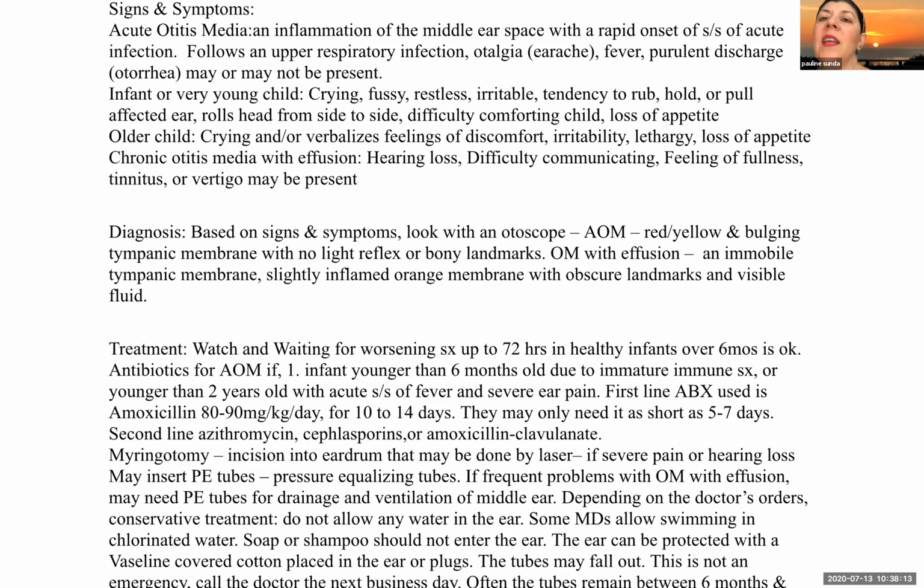For a child that has chronic otitis media with effusion, they can actually develop hearing loss, difficulty communicating, a feeling of fullness in their ear, tinnitus, which is the ringing of the ear, or vertigo may be present. Diagnosis is based on the signs and symptoms. So they'll take a peek into the ear with an otoscope. With acute otitis media, you can see a reddish yellow and bulging tympanic membrane with no light reflex or bony landmarks. Otitis media with effusion, they'll have an immobile tympanic membrane, a slightly inflamed orange membrane with obscure landmarks, and you might even be able to see fluid behind the tympanic membrane.